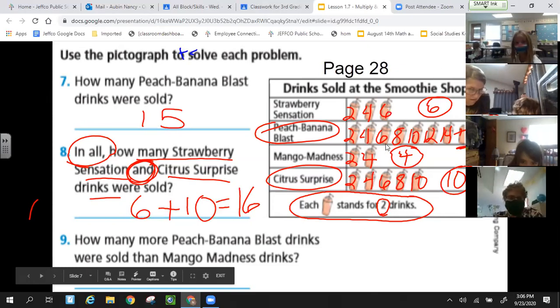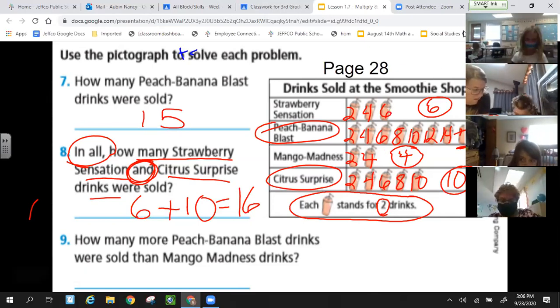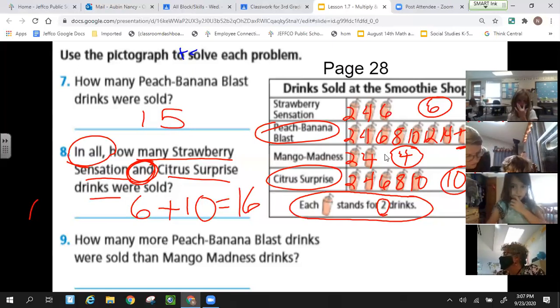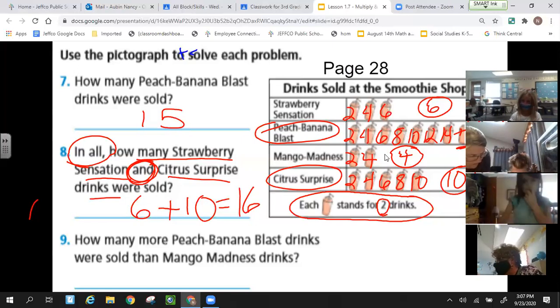So if you know you're going to use subtraction because it says how many more, you're comparing them. You're finding the difference. You got to look at your Peach Banana Blast has 15. Mango Madness only has 4. If we added those, listen, Marin, would it make sense if I said there are 19 more Peach Banana Blast drinks than Mango Madness drinks? It can't be because there's only 15, right? So we have to subtract.